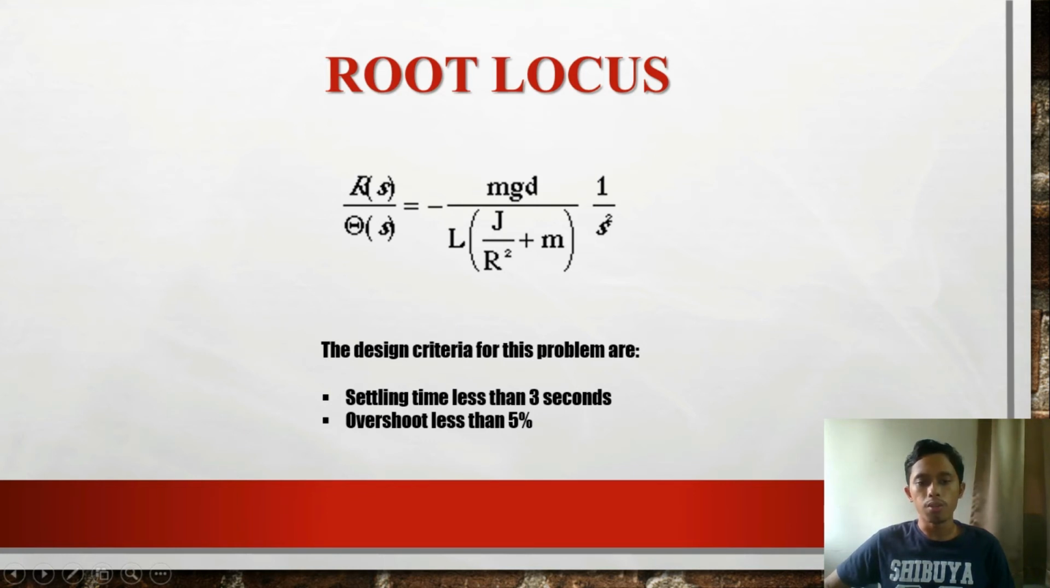The open-loop transfer function of the plant for the ball and beam experiment is given as shown. The design criteria for this problem are: first, settling time less than 3 seconds, and second, overshoot less than 5%.